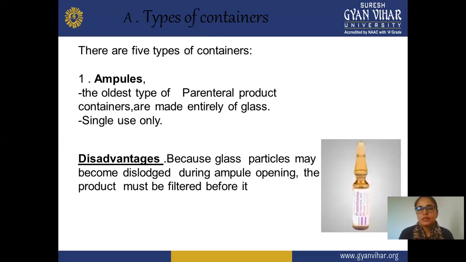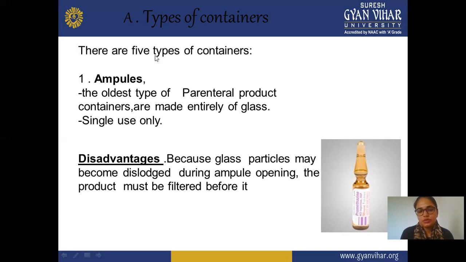Next is the type of the container. In this, 5 types of containers are majorly used for packaging of parenteral product. Out of these 5 containers, first is the ampoule, you can also say small volume parenterals. You can see the diagram or picture of these ampoules here. This is the oldest type of parenteral product container, made entirely of glass and single use only. It's a small volume parenteral and it's single use only, and it is completely made of glass.